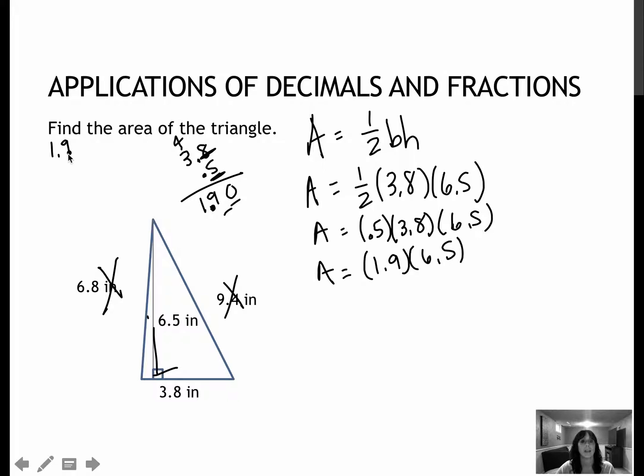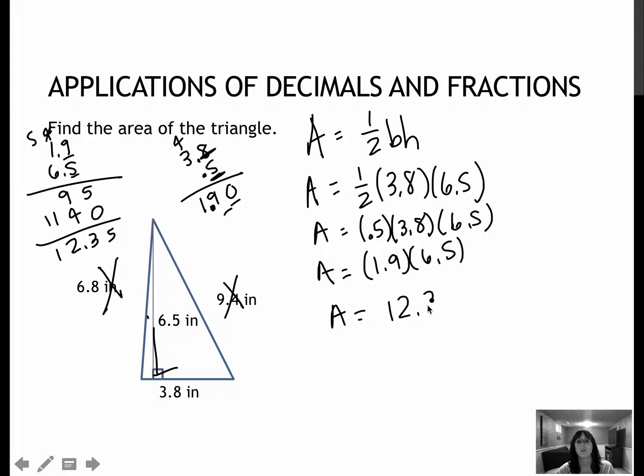So 1.9 times 6.5, we'll first multiply by the 5. 5 times 9 is 45. 5 times 1 is 5, plus 4 is 9. Bring down the 0. 6 times 9 is 54. 6 times 1 is 6, plus 5 is 11. And then we add to get 1, 2, 3, 5, and I need 2 numbers to the right of the decimal. So my area of this triangle is 12.35.